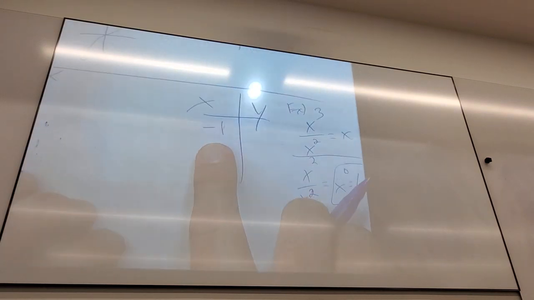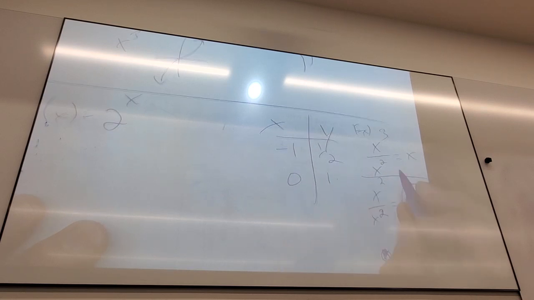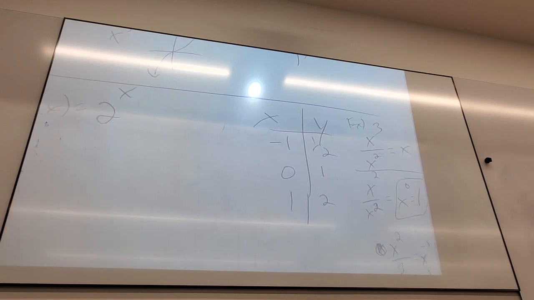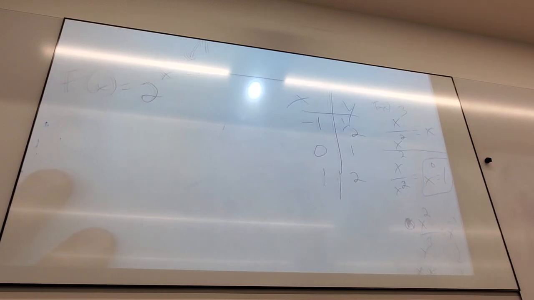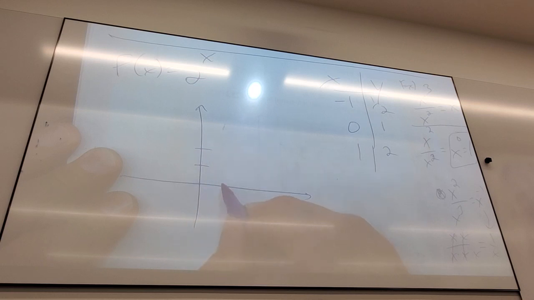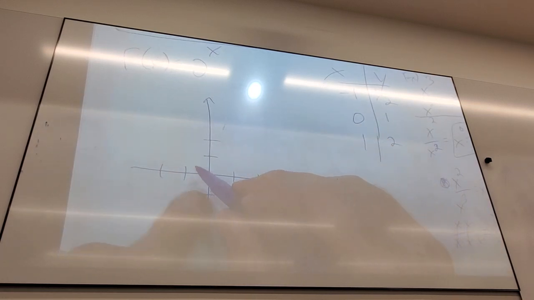So what is 2 to the negative 1 power? 1/2. What's 2 to the 0 power? 1. What's 2 to the first power? 2. Okay. So then if I go to graph this thing, at negative 1, it's 1/2. At 0, it's 1. At 1, it's 2.